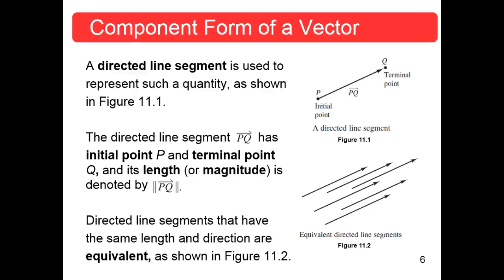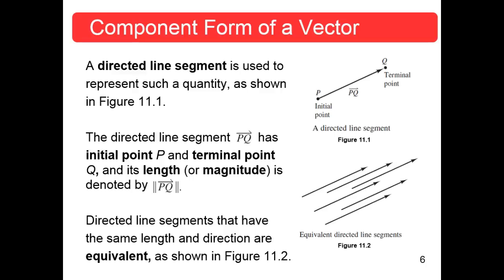A single dot here, an arrow at the terminal point. The directed line segment PQ has an initial point and terminal point. We got it. P is initial, always. Q is the terminal point. The length or magnitude is denoted by this nomenclature. By the way, when they're saying that directed line segment PQ, notice they write it with a little arrow on top. That means it's a vector. PQ by itself would mean just a line segment. With an arrow on top is a directed line segment, meaning a vector.